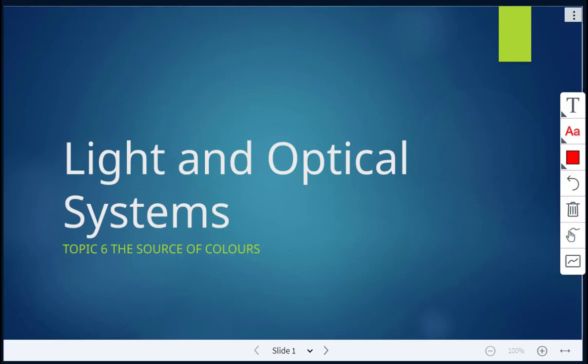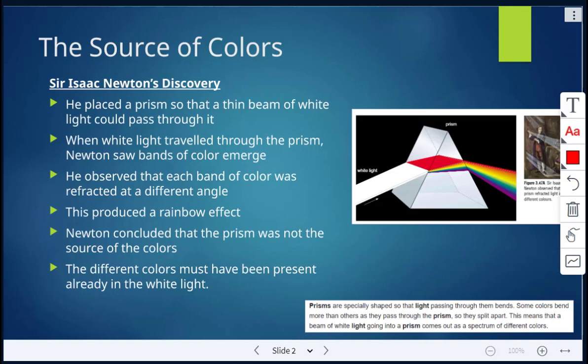All right, today's class in Light and Optical Systems, we're looking at topic 6, which is the source of colors. All right, so looking at this image here, this was Sir Isaac Newton's discovery.